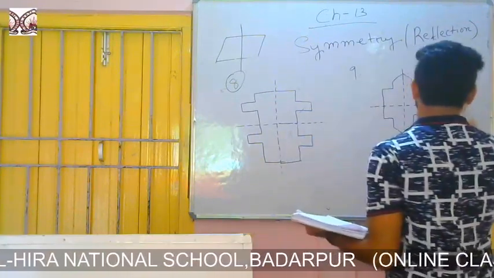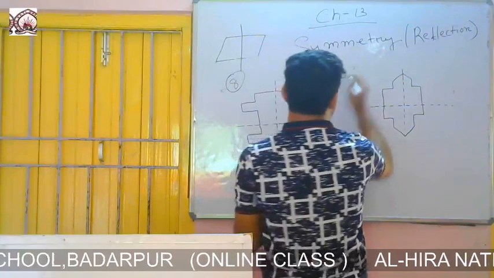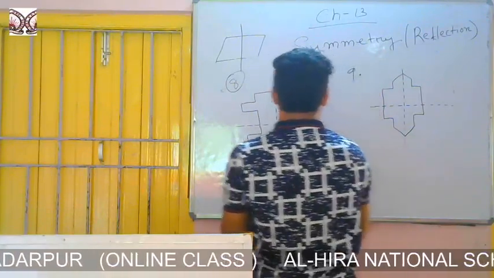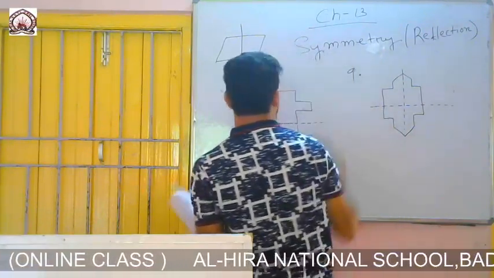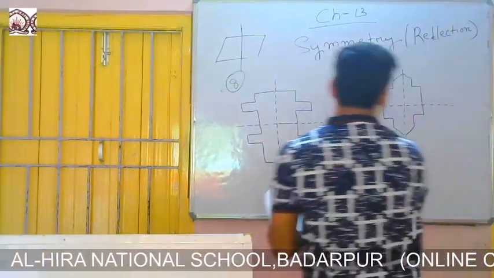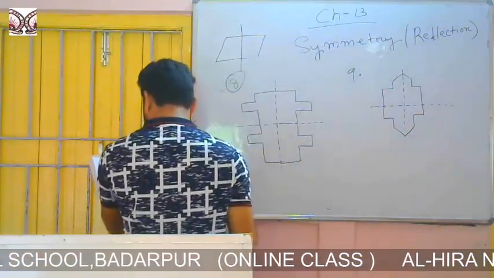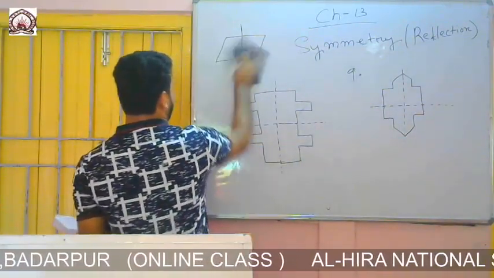Okay, you draw at your home with the geometrical instrument, then you will get the exact one. I am drawing by hand, for that reason I am just giving the idea or the shape of this reflected image. Now come to the last question.